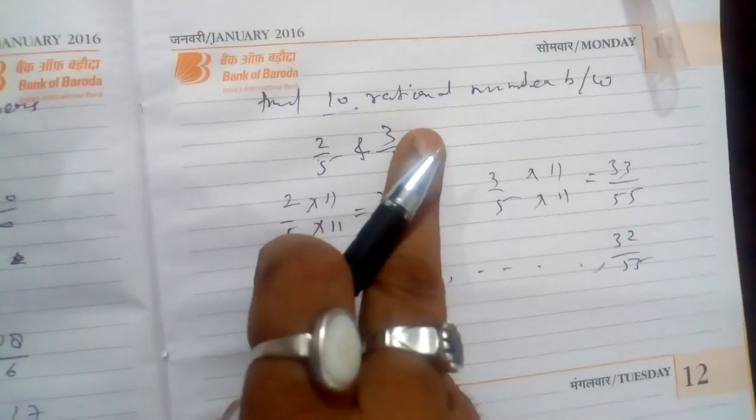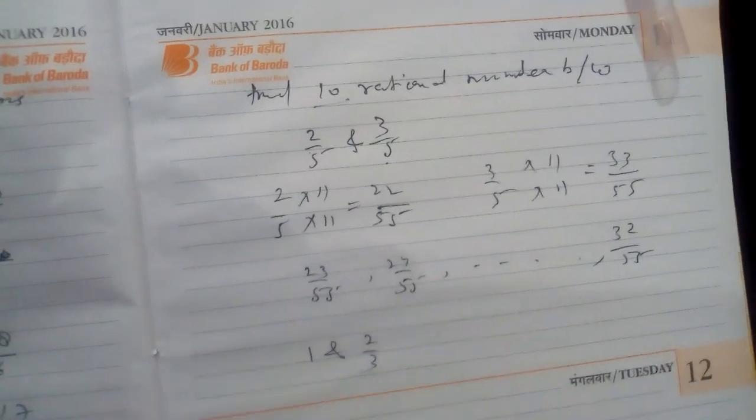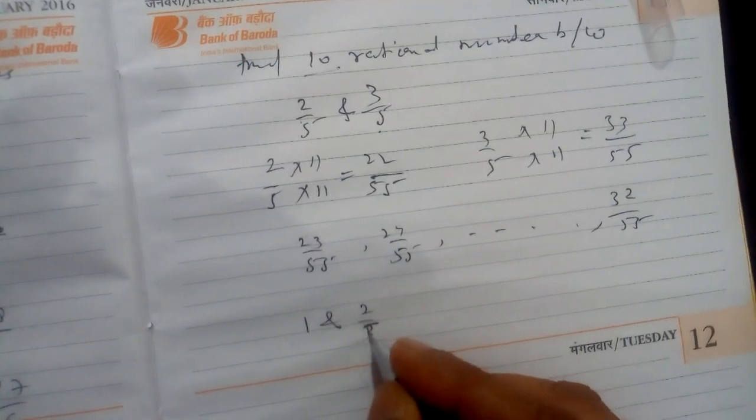If they are not consecutive, then it is different. Like 1 and 2 by 3, or 1 and 2 by 5. Suppose it is given.